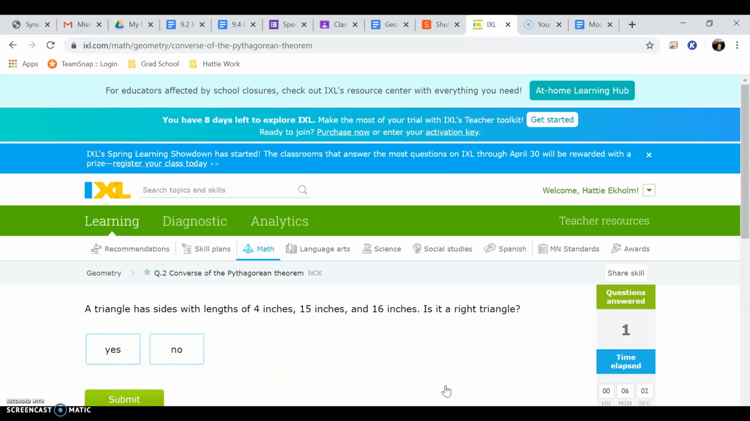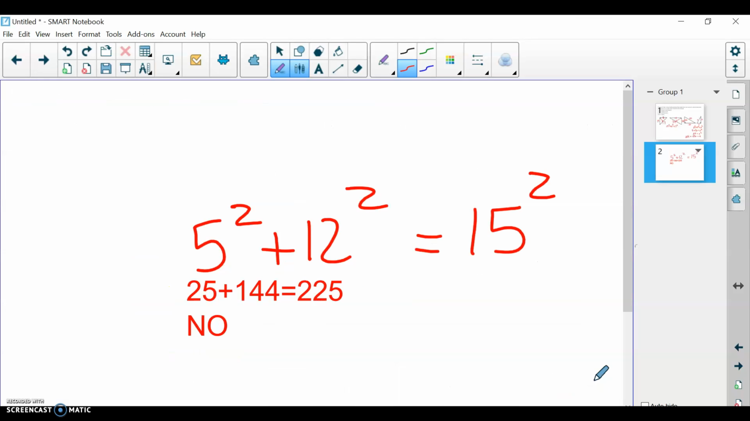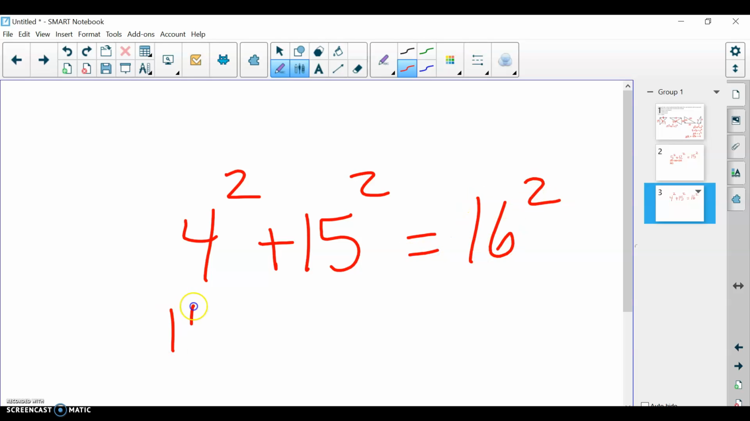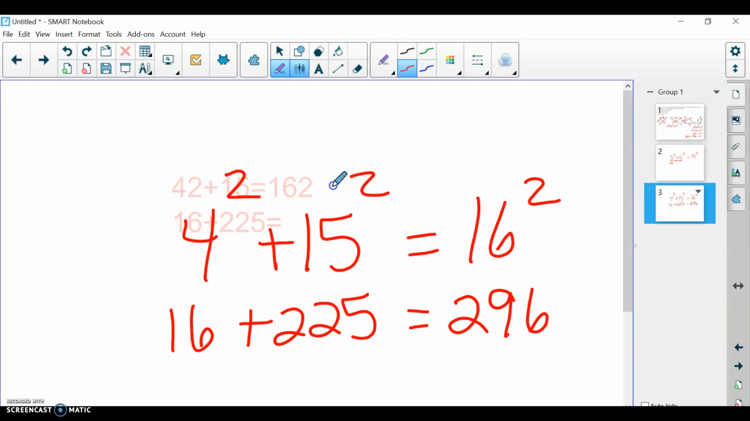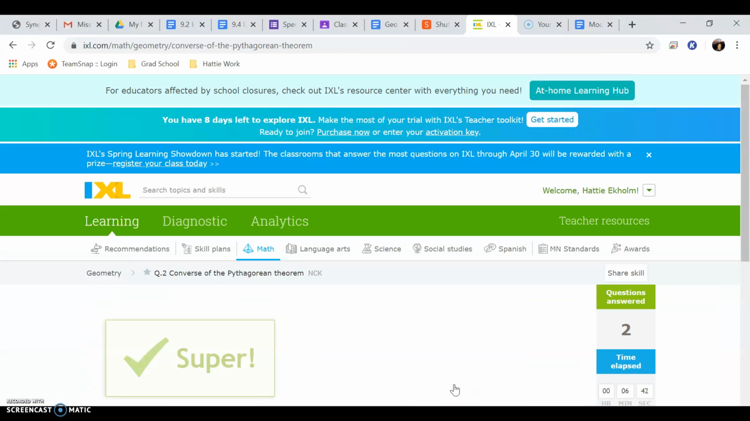Okay, is 4, 15, 16? So again, look at your Pythagorean triple list. Is 4, 15, 16 there? If it's not, then quickly check it. So 4 squared plus 15 squared, does that equal 16 squared? So is 16 plus 225 equal to, I think this is 296. So do these two add up to 296? No. All right, so on here we go, no.